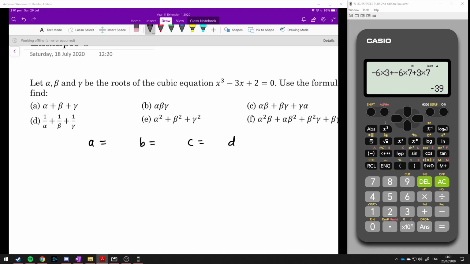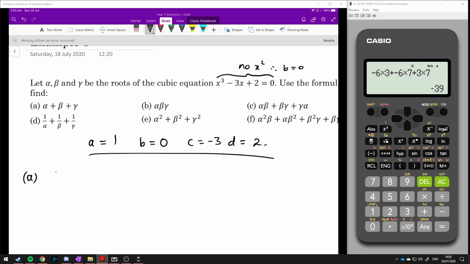C is equal to, and D is equal to. Okay, so remember that A is the coefficient of x cubed, which is 1 in this case. B is the coefficient of the x squared term. Now, because there is no x squared, therefore B must be equal to 0. C is equal to minus 3, and D is equal to 2. So those four are going to help us with all of these.